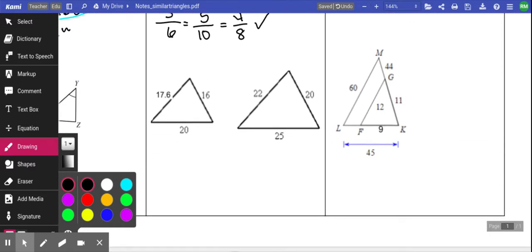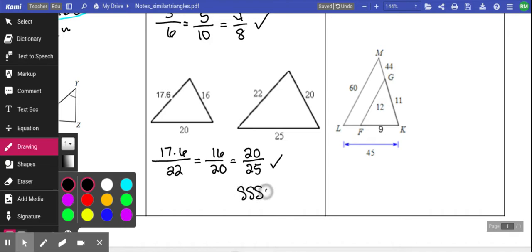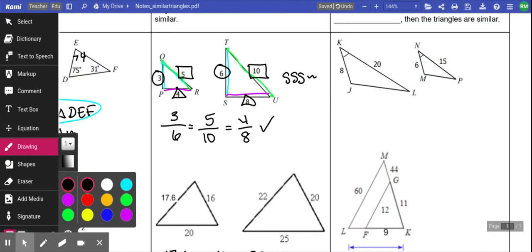Let's move on to the next one. Again, you're going to match them up, and you're going to set up proportions. And you're going to see, are they equal? This one might not be as easy to notice, but if you plug it into the calculator, you will find that they are proportional, which means they're similar by side, side, side similarity.